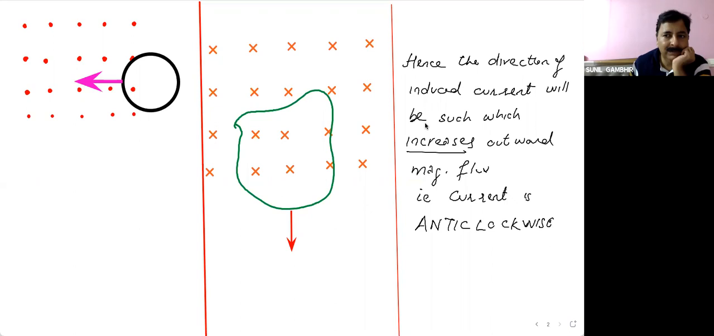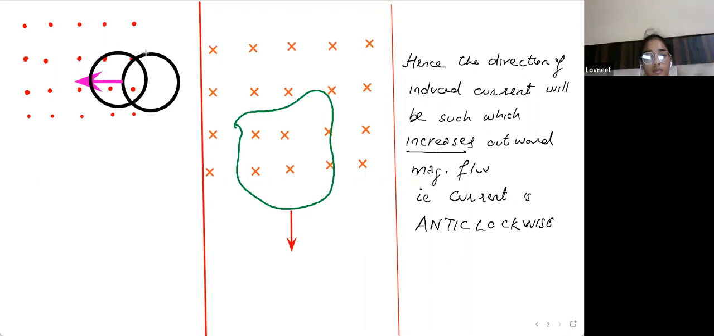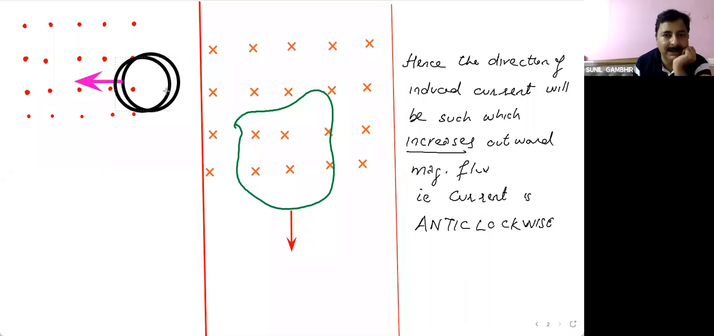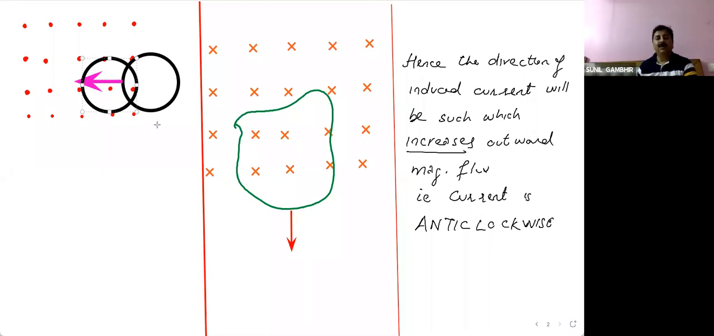So that means in no time this circular coil will be like this. Now it's here. Slowly it will move outward. It means phi increases. Dot means outward. Now the direction of induced current will be such that it opposes the increase of outward flux, which can be done by a current.